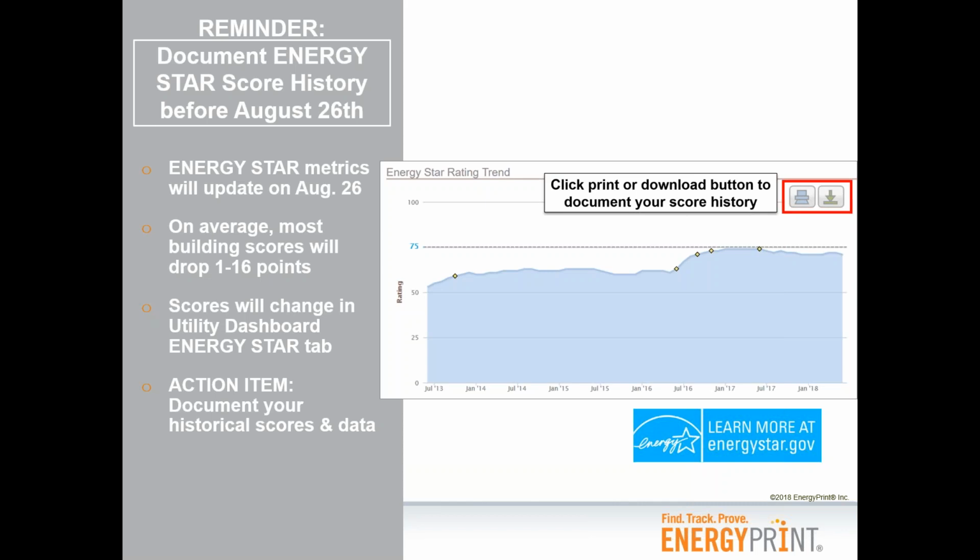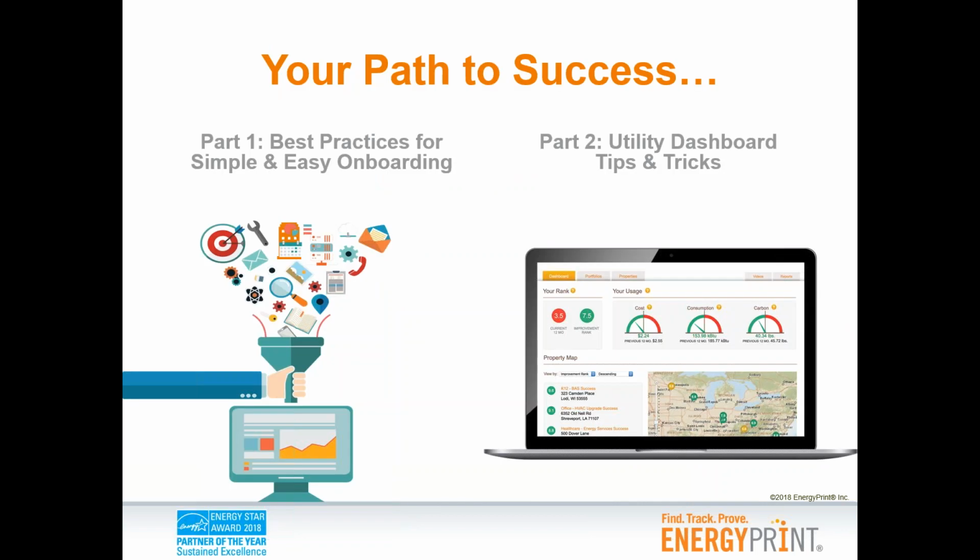If you're a utility dashboard user, you can download your score history right from the Energy Star tab. Simply scroll to the Energy Star rating trend graph and print or download an electronic file of each building's score history. If you have questions or need assistance, please contact your EnergyPrint support team.